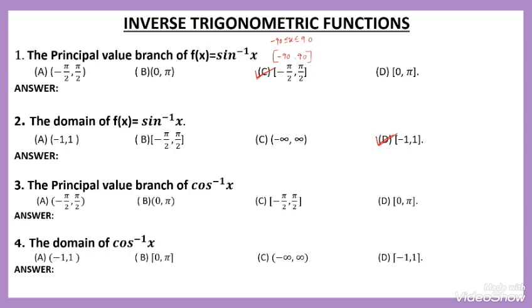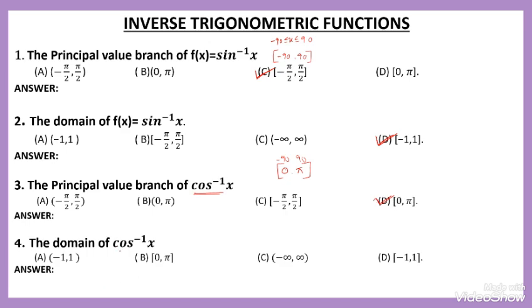Then, the principal value of cos inverse x. The principal value of the cos inverse function always lies between 0 and pi. Here, the closed interval is 0 to pi. The 90 degree denotes the 0, minus 90 denotes the 0, and plus 90 denotes the pi. By using this, I can say the principal value of the cos inverse function is 0 to pi. Option D is correct.